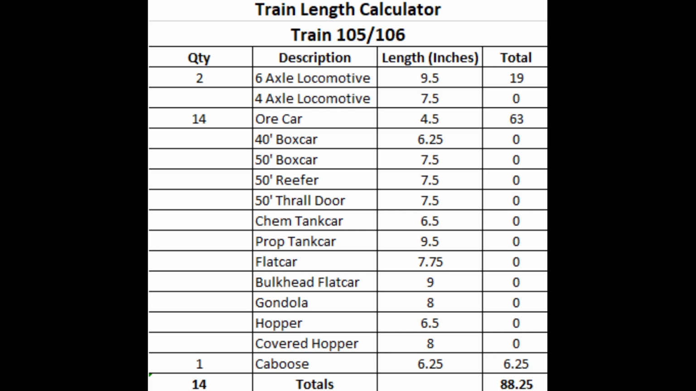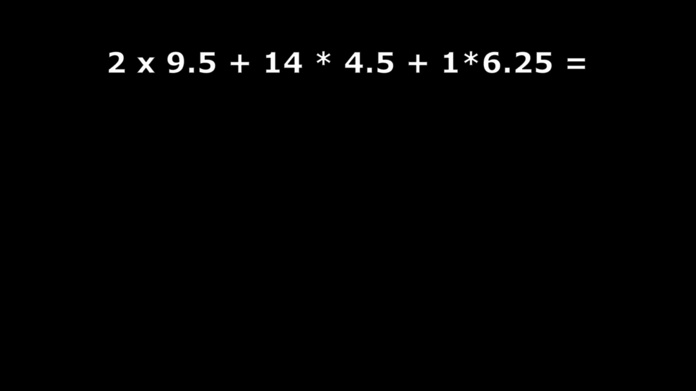Once I had finished measuring the lengths of everything I needed, locomotives, cars, cabooses, or vans, I put together some spreadsheets. And so what I did is I put together, based on all the cars I'm going to be running and the various locomotives and such. In this case here, the example you see is the ore train. So you've got two six-axle locomotives at 9.5 inches long each. Then you've got 14 ore cars at 4.5 inches long and one caboose at 6.2 inches long. So basically, what does that come to?